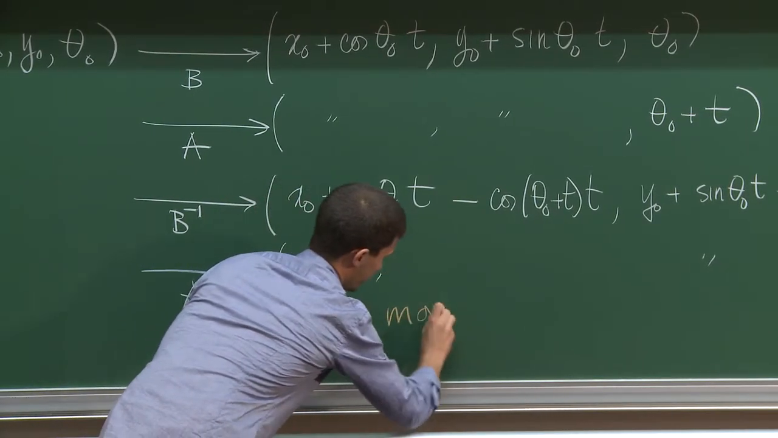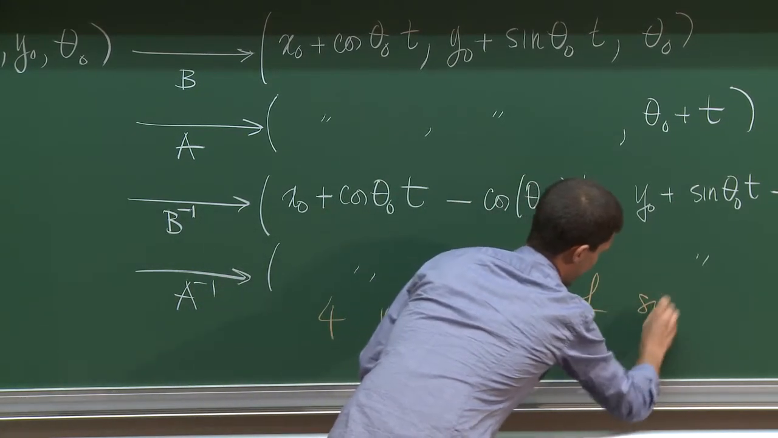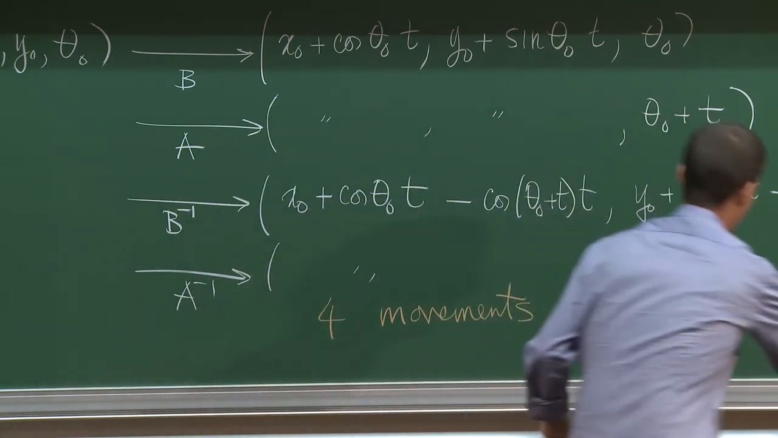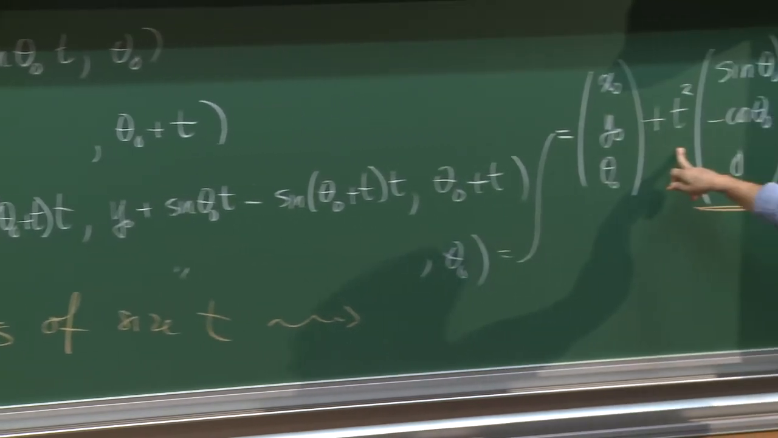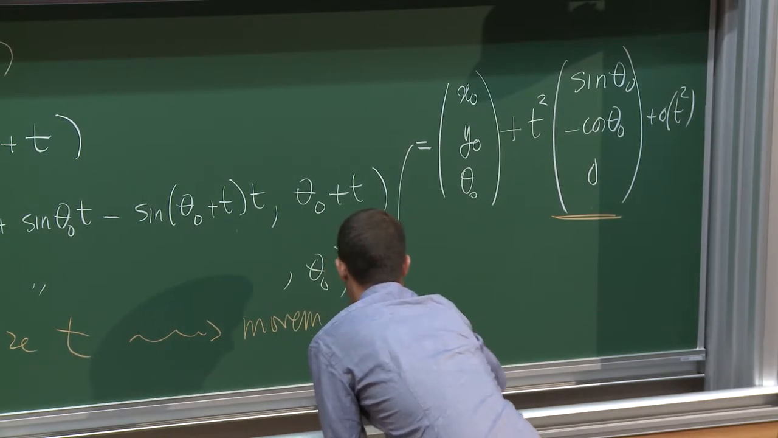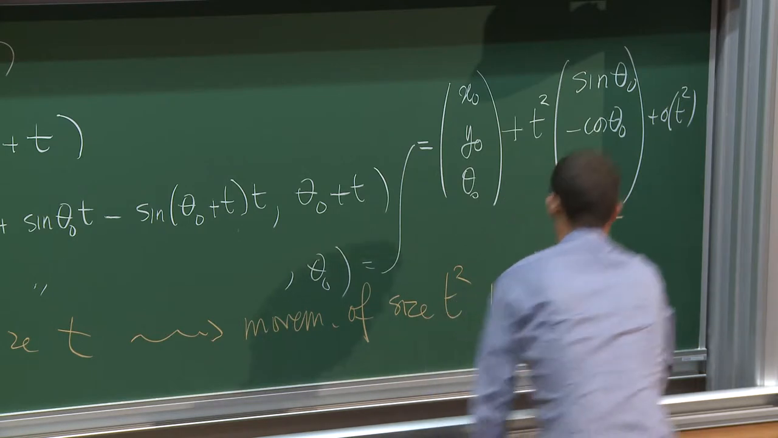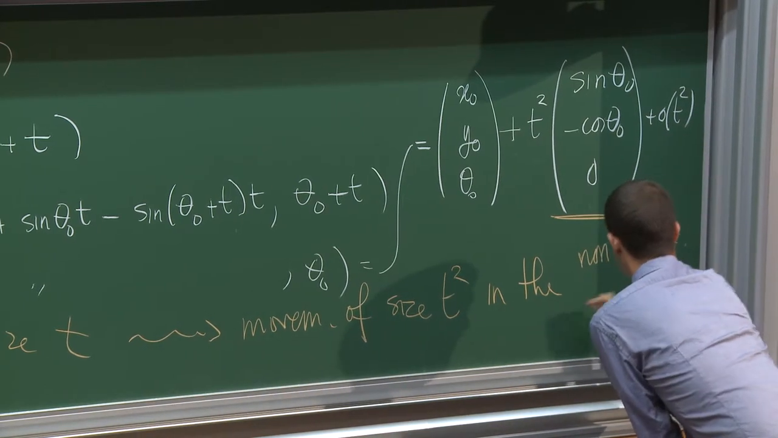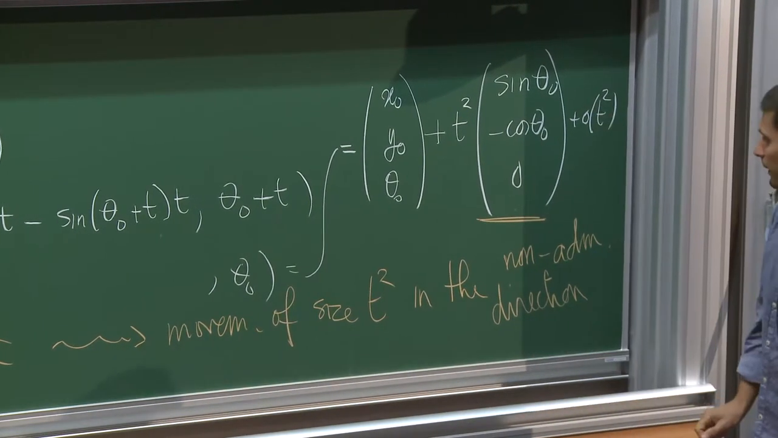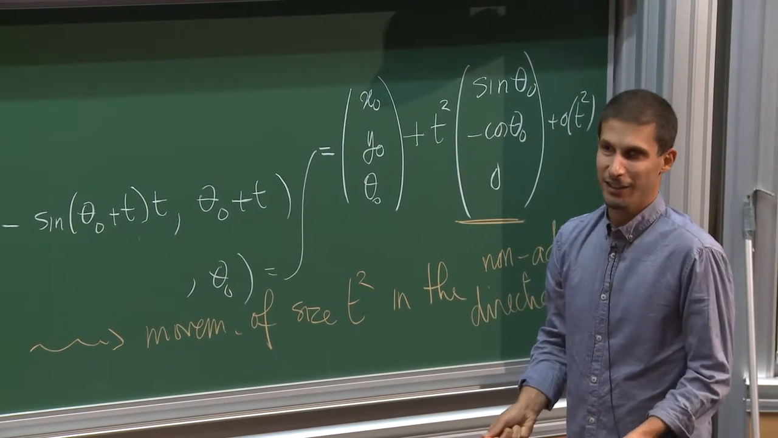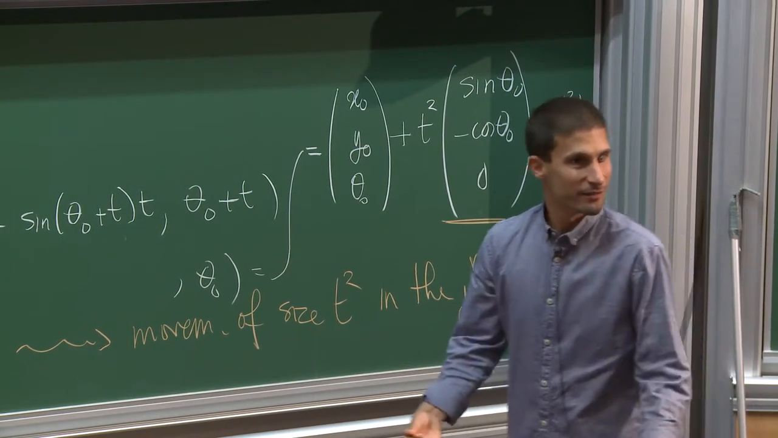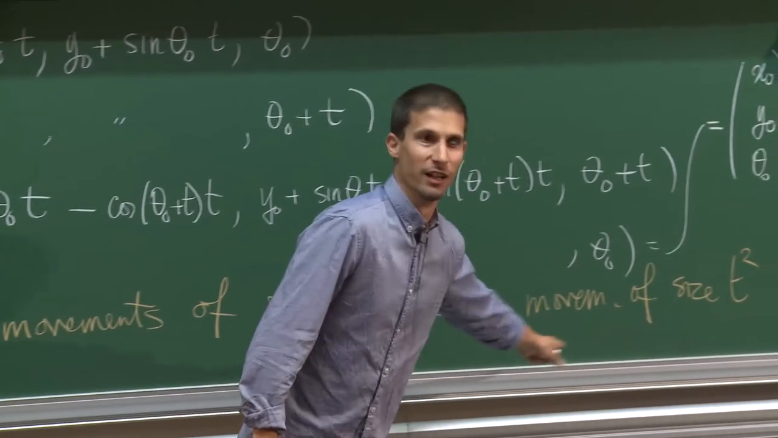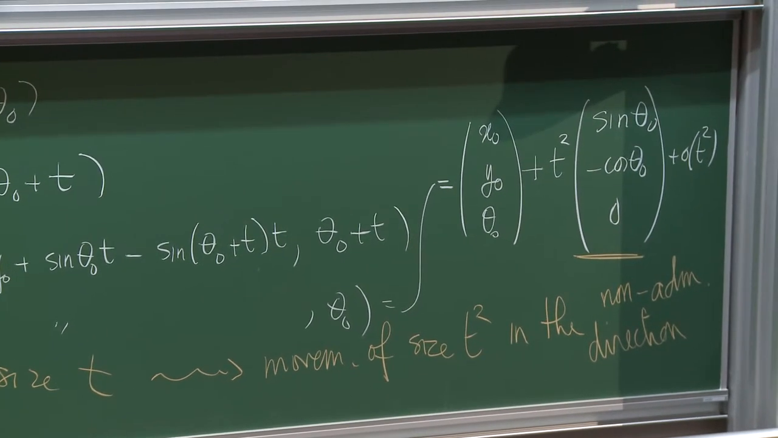But there is another thing that is important to keep in mind: we used four movements of size t. So if this is a kind of energy we are using, this is 4t. And what we get out is a movement of size t square in the non-admissible direction. This is important because it says that the obstruction actually is visible. Not visible in the sense that there is a position constraint, but there is somehow a difficulty that is computable.